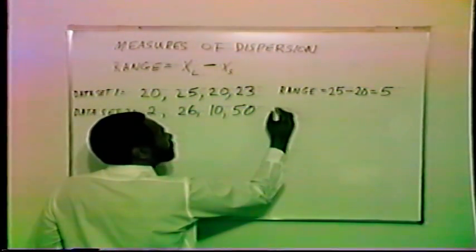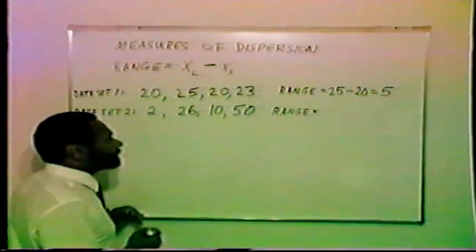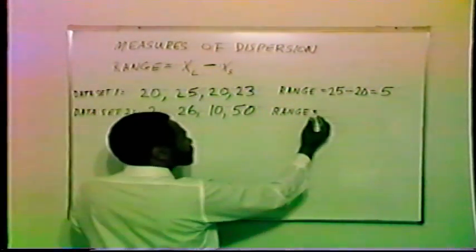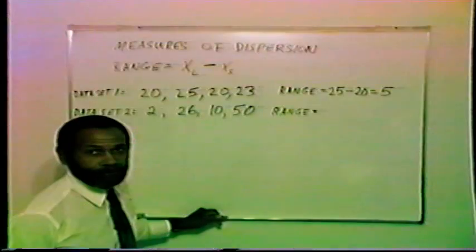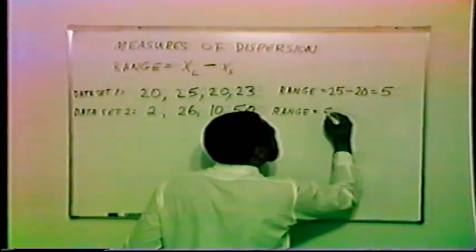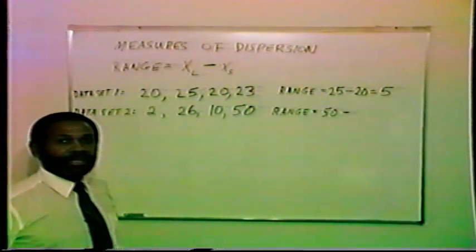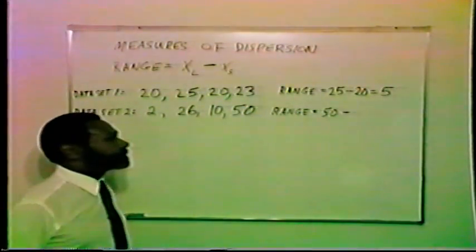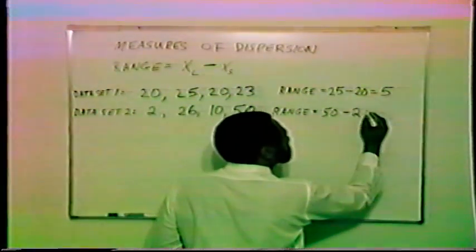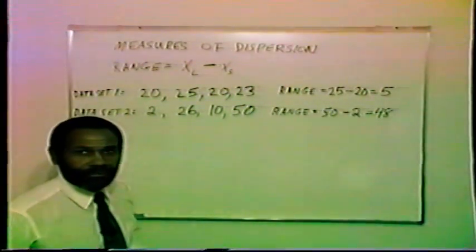So to get the range this time, the range is telling us the difference between the largest and the smallest score. And the range in this case, the largest score, as you can see here, would be what? Right, the largest score would be 50, minus the smallest score in the data set, and that is what? Right, 2. So the range for this data set would be equal to 48. That would be the range of this data set.